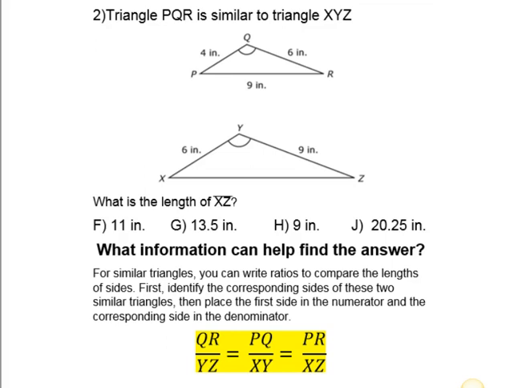In doing that, we will take one of the sides from the top triangle, for instance QR, for the numerator, and then in the denominator we will put YZ. The same thing for the top triangle's PQ, we will set up a ratio, and in the denominator it would be XY. PR would be XZ, okay?